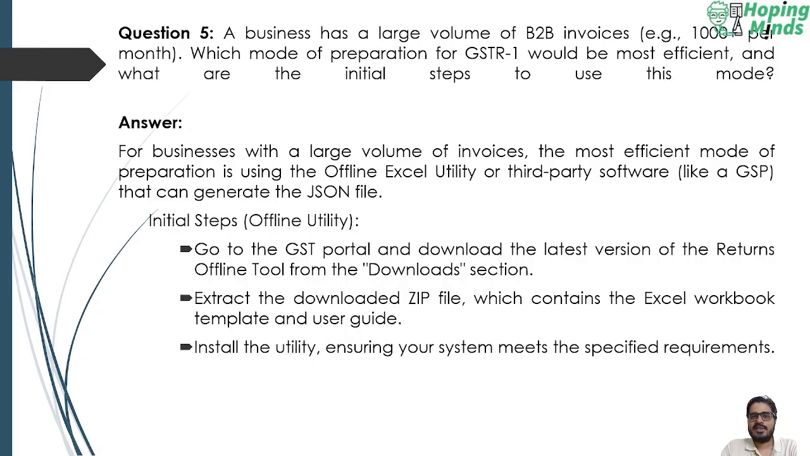All the information like B2B transactions, B2C transactions, B2C large transactions, HSN codes, document summary, exports, nil rated sales, and everything that is required to be filled up in GSTR1 return has to be filled up in the Excel template. Once the entire data has been filled up in the Excel template, this template has to be imported in the utility that has been downloaded.